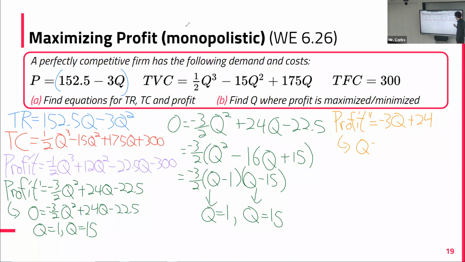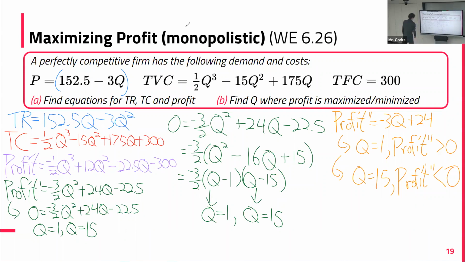When Q is equal to 1, our second derivative is positive or negative? That's positive. So we can see this is going to be positive 21. Easy to calculate there. And when Q is equal to 15, this whole thing will be negative. So -3 times 15, -45. So it's going to be -21.